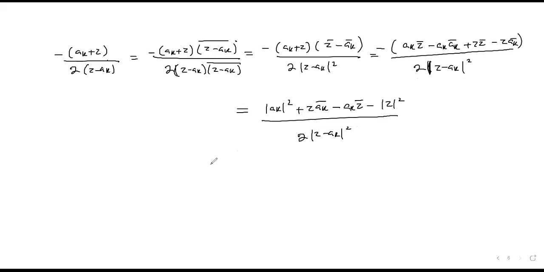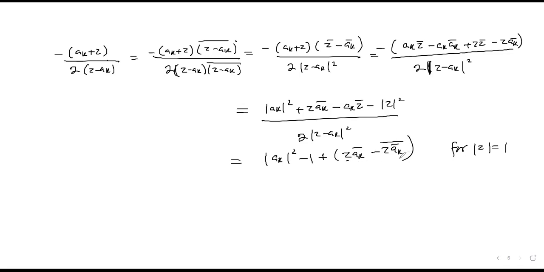Now you can write that as modulus of ak squared minus 1, assuming that now for mod z equal to 1, plus z ak bar, as you can see, minus z ak bar whole bar, because when the whole bar comes, it becomes ak z.